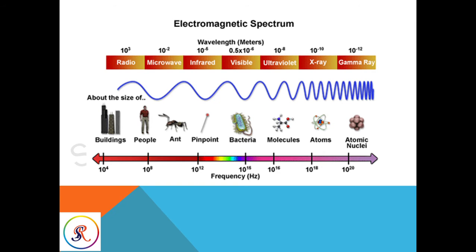Next, wavelength and frequency. Observe this diagram. What did you understand? Wavelength and frequency are inversely proportional. If the wavelength increases, the frequency decreases. These are 10 power 3, 10 power 2, 10 power minus 5, the particular wavelengths in meters. Each region has a particular wavelength and frequency range.